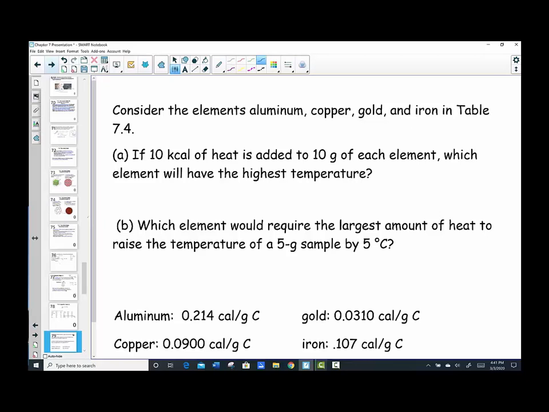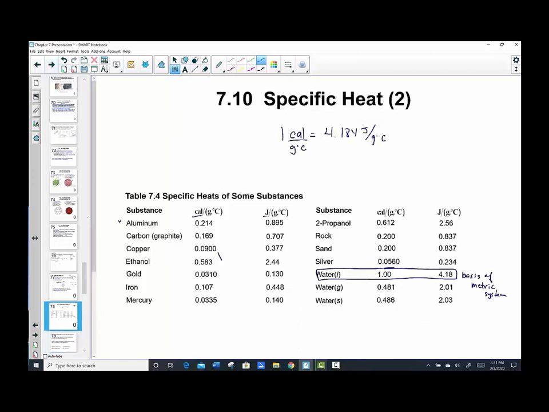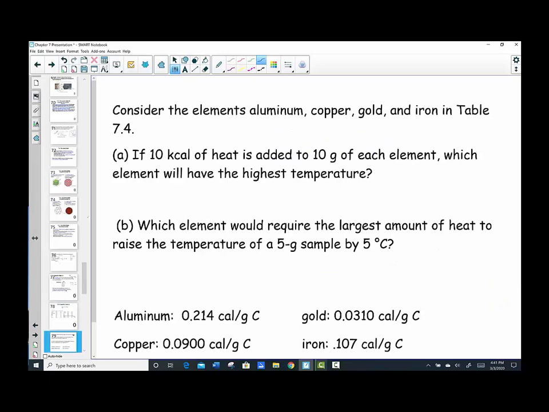Considering the elements aluminum, copper, and gold. So just a moment ago I had this screen up, aluminum, copper, and gold. I think this is in your notepad for your convenience, but just so I didn't have to go back and forth on the slide, I wrote them down here. Aluminum, copper, gold, and here's iron, just from the table on the previous slide. Aluminum has a value of 0.214, copper 0.09, gold 0.03, and iron 0.107. Those are in calories per gram Celsius.